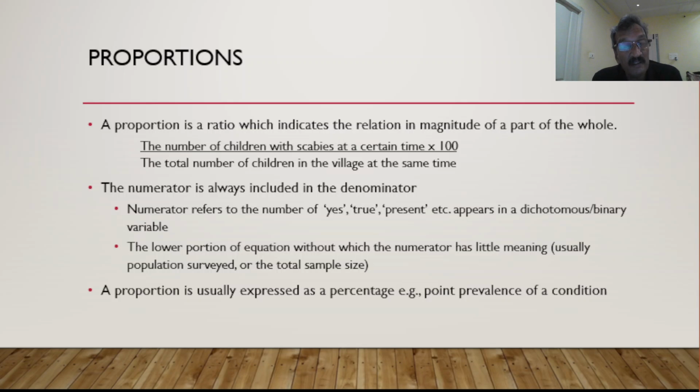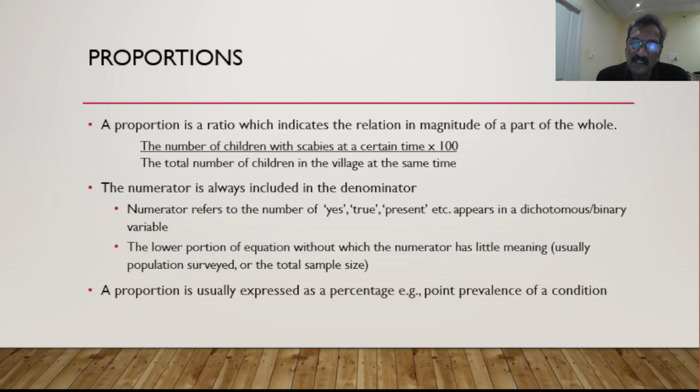And the numerator, starting from the binary variable or a dichotomous variable, these are the number of yeses out of the total population at risk of that particular situation, or the number of true answers out of the whole classroom full of students, or the condition which is present in a group of people in terms of presence of scabies and absence of scabies. Only thing is present divided by present plus absent, and that actually can be created from a dichotomous variable or a binary variable.